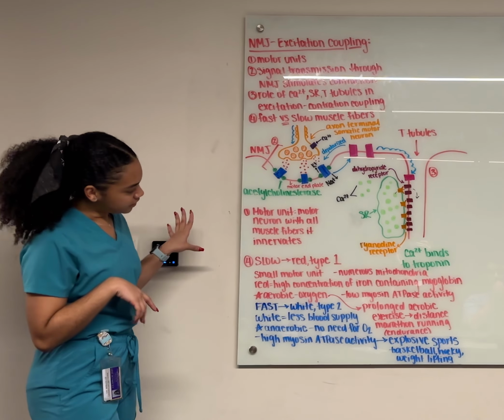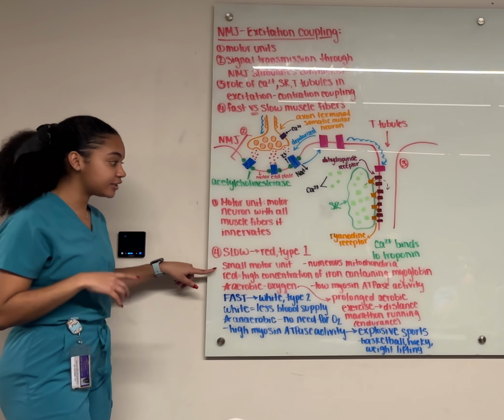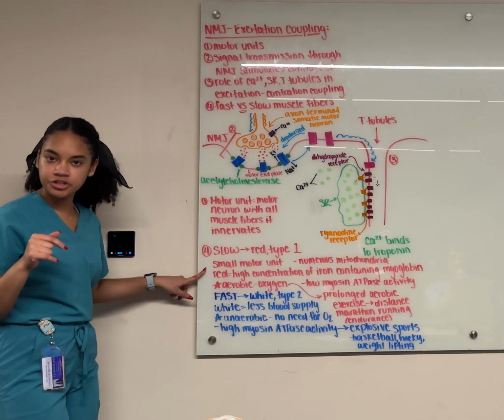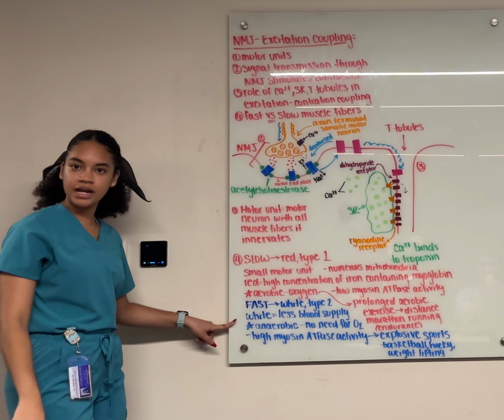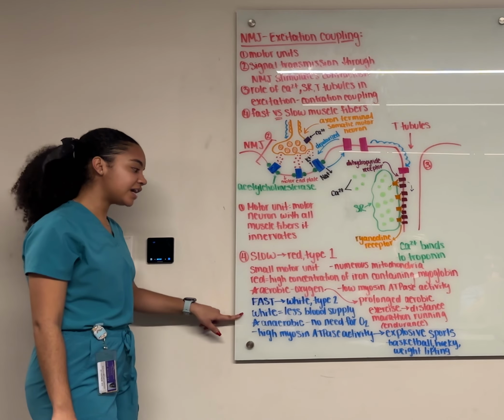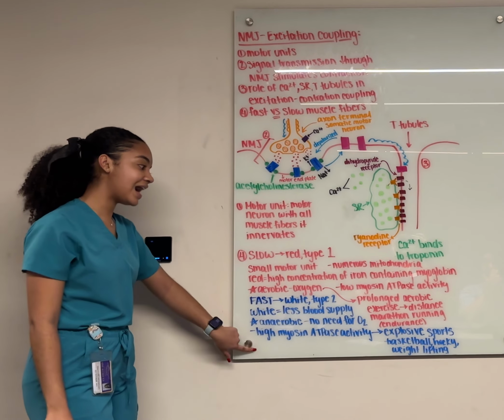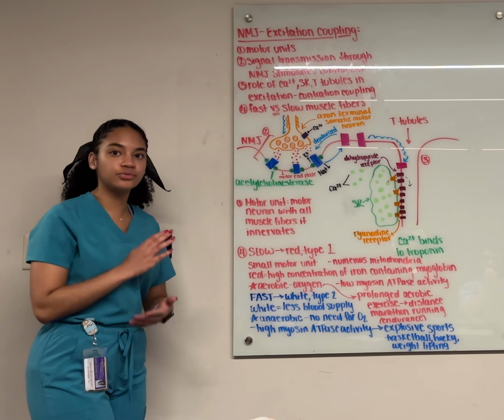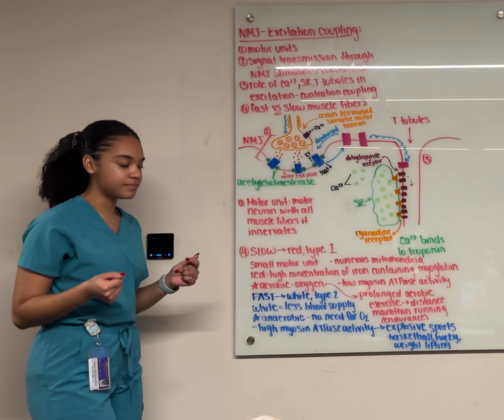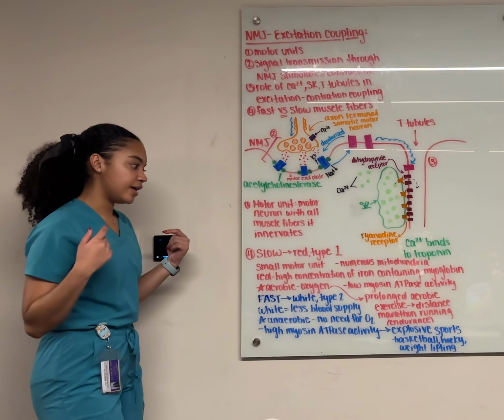And then what are some key points? The slow fibers have a lot of mitochondria to get you through that long endurance sport, while the fast one doesn't have that much. And the fast one is going to have a lot of high myosin ATPase activity, and that's to get you through that high explosive sport, since we don't have a lot of oxygen.